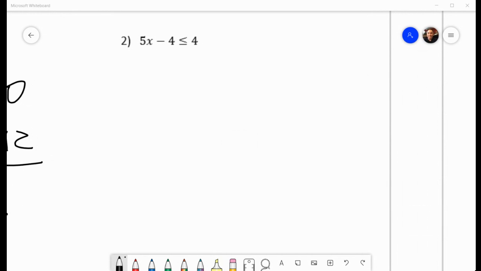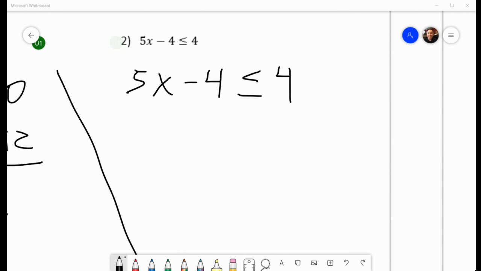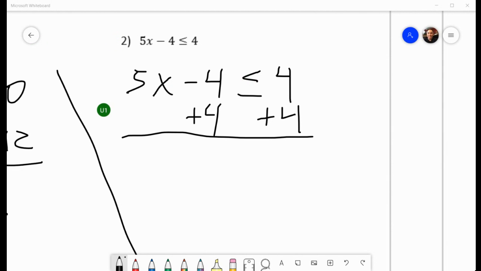Okay. All right, so for this one, same idea, right? We want to get x all alone. Okay, so we have 5 times x minus 4. We draw a line just to separate them. So again, we want to get x all alone, right? Okay, so how are we going to do that? Well, let's get the minus 4 out of there. It's just like solving equations: what you do to one side, you have to do to the other. So we're going to add 4 to both sides.